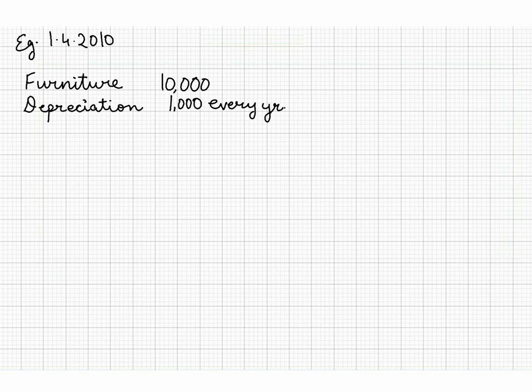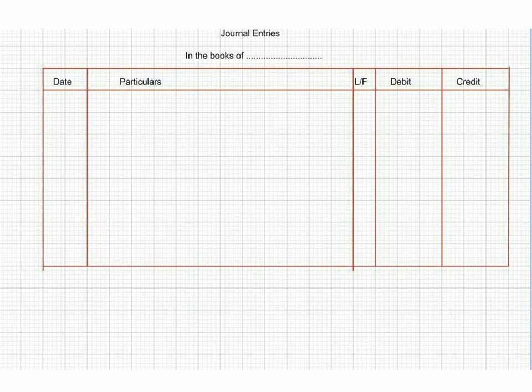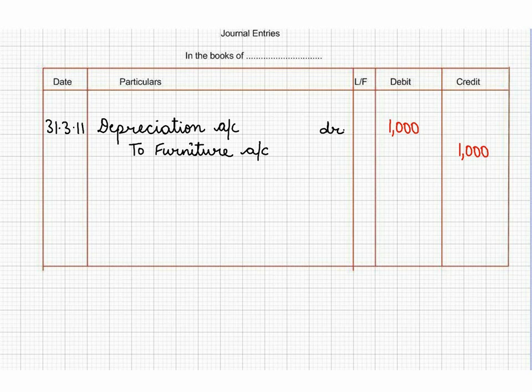Suppose on 1st April 2010, a firm purchased furniture of rupees 10,000 and it was decided to provide depreciation of rupees 1,000 every year. You know, depreciation is provided on closing. So the closing is 31st March 2011, after 1 year, and you have to provide depreciation. So what will be the journal entry? Depreciation account debit to furniture, 1,000 rupees.